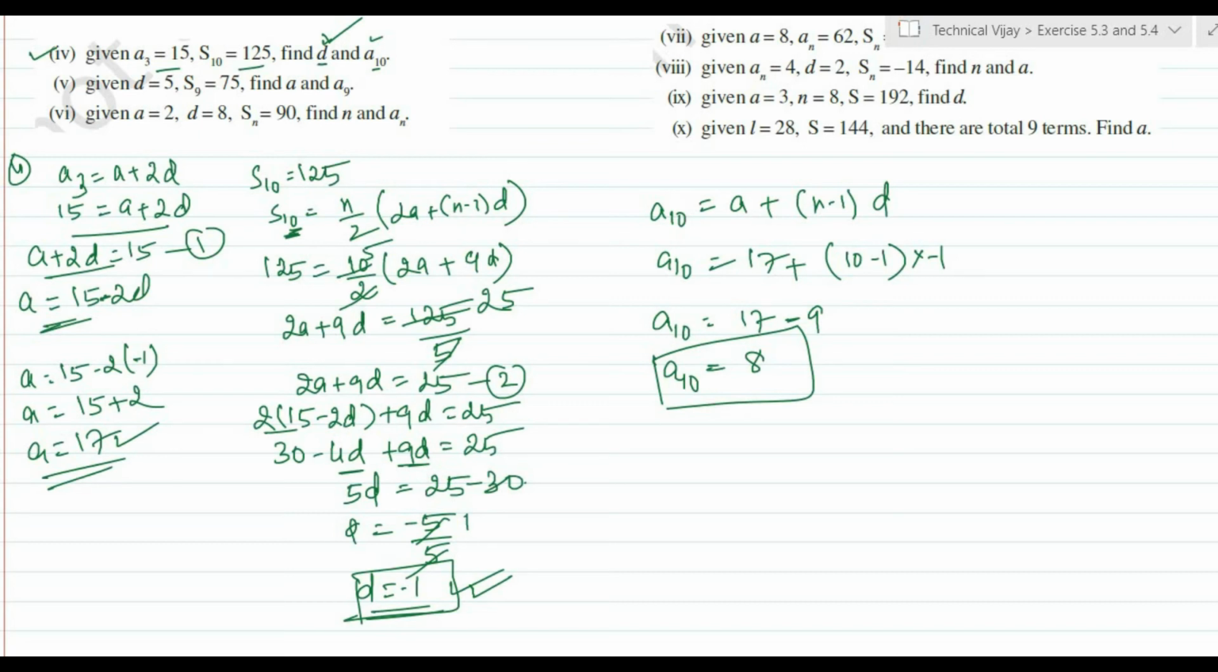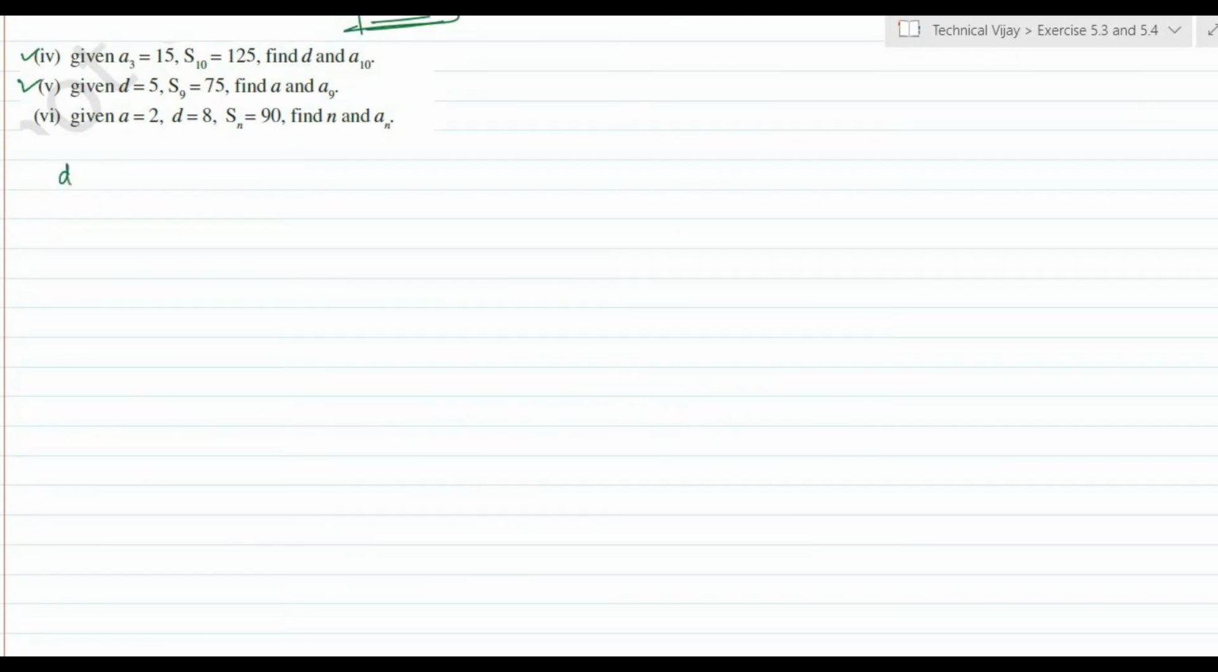Okay, now we will go for the next one. Here given D is equal to 5 and S9 is equal to 75.